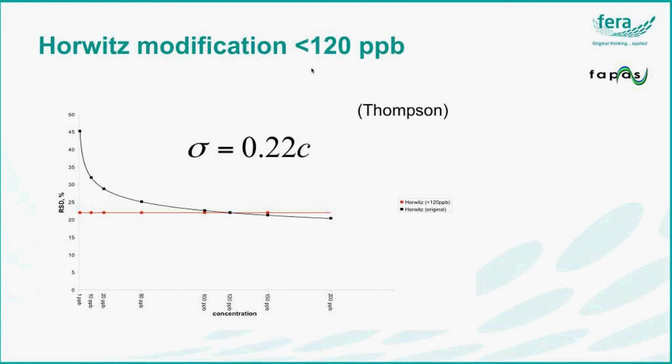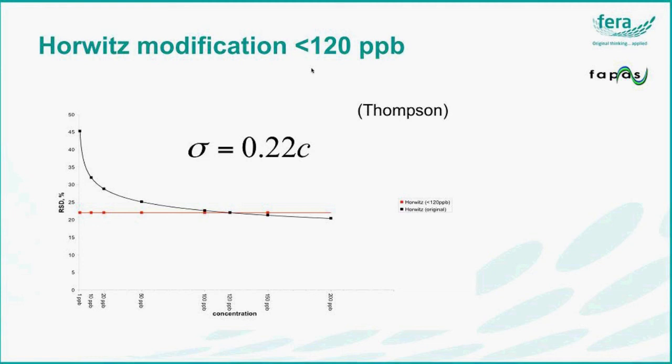However, the original Hurwitz equation begins to fail at very low concentrations and at very high concentrations. At low concentrations, this is less than about 120 parts per billion, what we observe is that the Hurwitz equation is not appropriate, and in fact reproducibility levels off at about 22%, which is the red horizontal line on this graph.